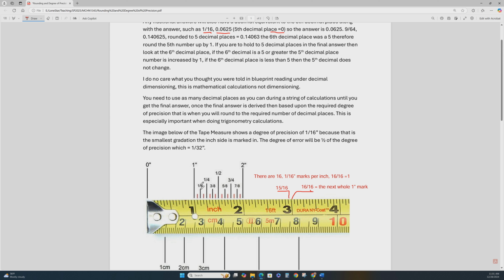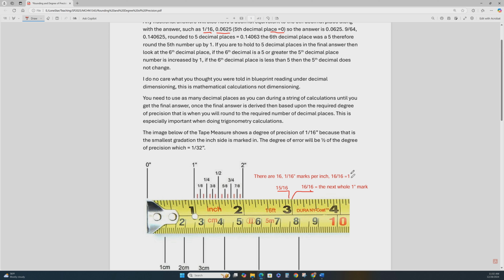So 2/16 is an eighth, 4/16 is a quarter. 4 over 16, put it in your calculator and you'll get 0.25, right? 4 goes into 16, 4 times, and so forth and so on. There are 16 1/16 inch marks per inch. That's 16 over 16 equals 1. And since our units of value are in inches, our answer really should be 1 inch.